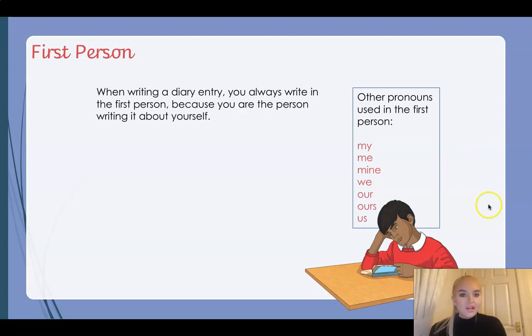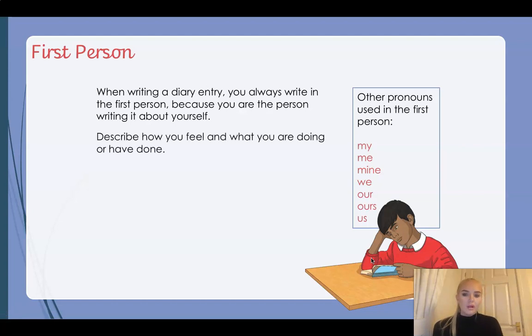So when we're writing in first person, in this box here are the pronouns used when we're writing this way. So, my, me, mine, we, our, ours, us. Also, the most important one is I. So if I said, I went shopping, that would be in first person. Or I picked my shopping up from the supermarket, that is also first person. So when you are identifying whether or not you've written in first person, you can check your writing by asking yourself, have I included these pronouns in my writing?